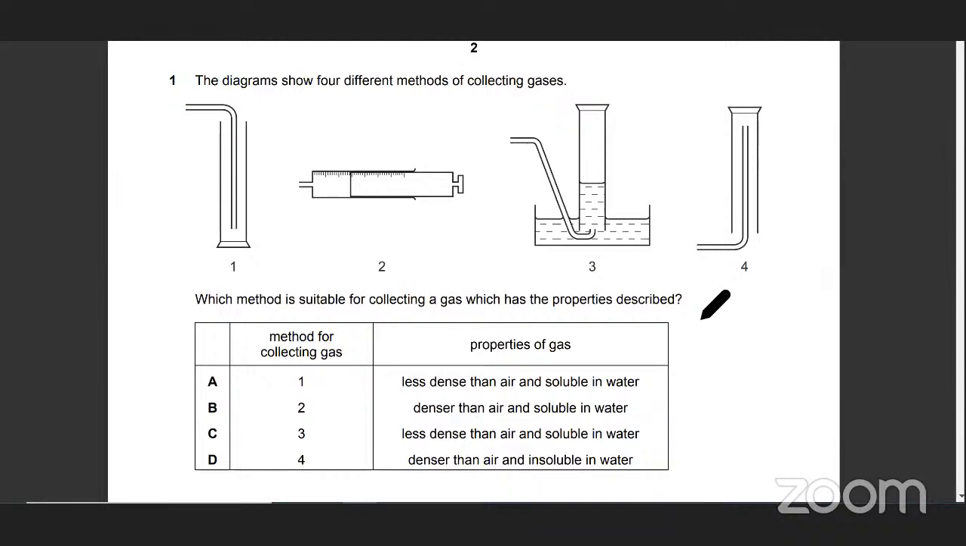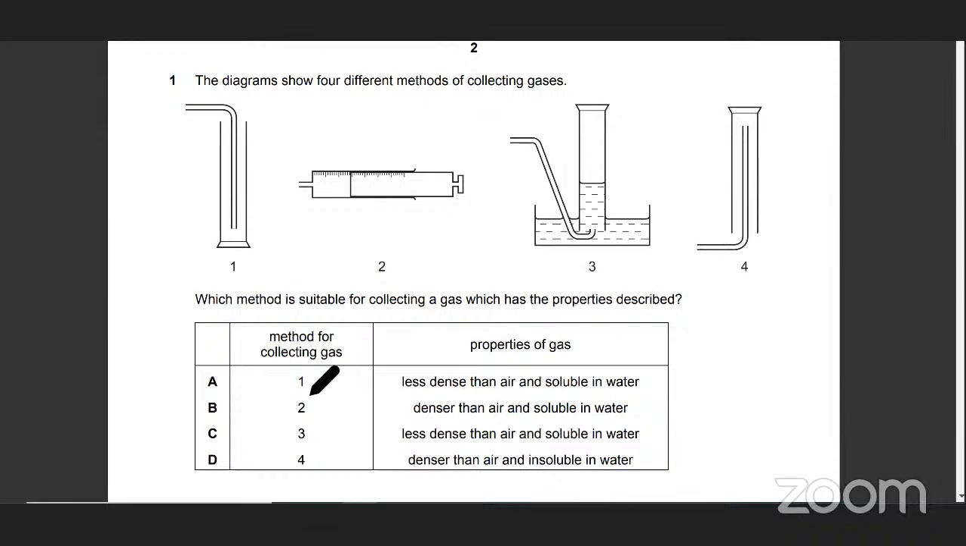Let's start with the first question, इसको पहले जल्दी से करते हैं, फिर एक ATP की भी ट्राई कर लेते हैं. Diagram shows 4 different methods of collecting gases: downward delivery, gas jar, over water, and upward delivery. Which method is suitable for collecting a gas which has the properties described?